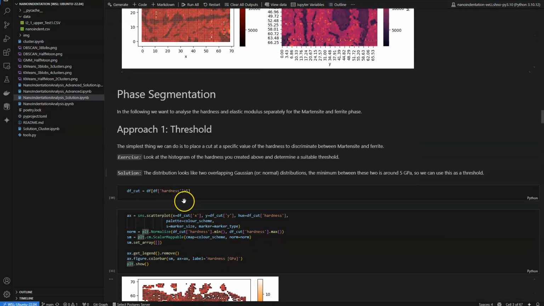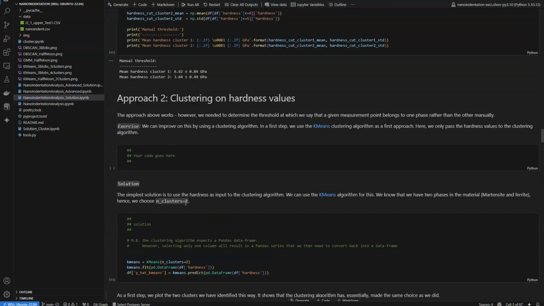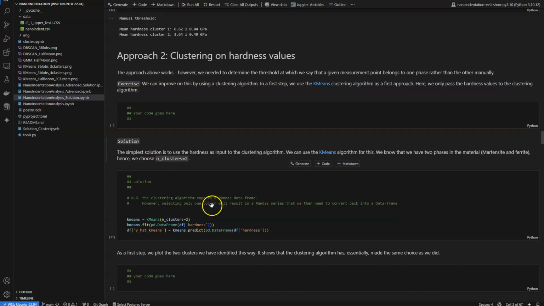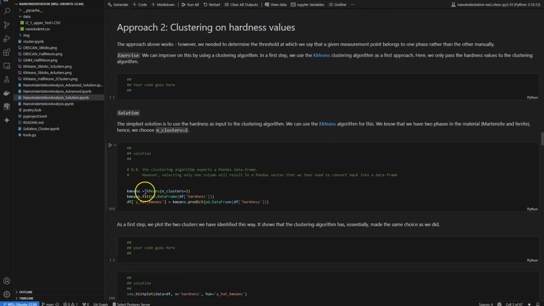So let's do this. We take now a clustering algorithm, and the simplest one is to use the k-means algorithm. Maybe it's a good opportunity here for you to stop this video and familiarize with k-means again if you haven't used it in a while. And we know that we have two phases, so we choose two clusters. So we initialize the code and instantiate it inside of that class with two clusters and say that we want to cluster on the hardness value. And then we want to predict what is the best cluster split.